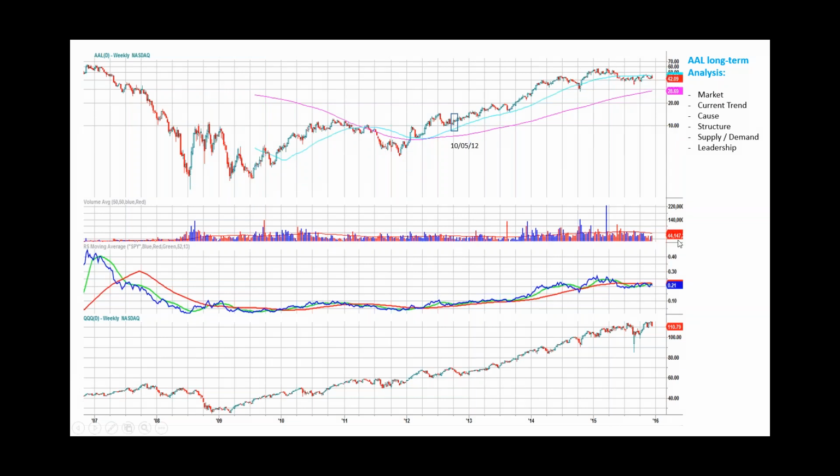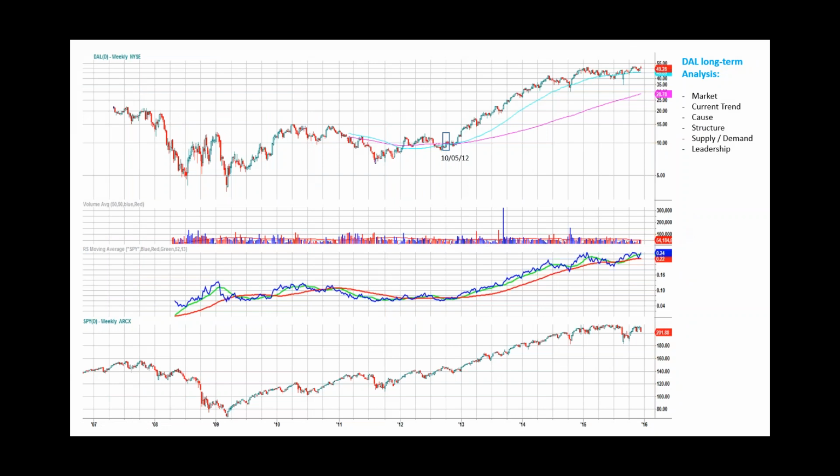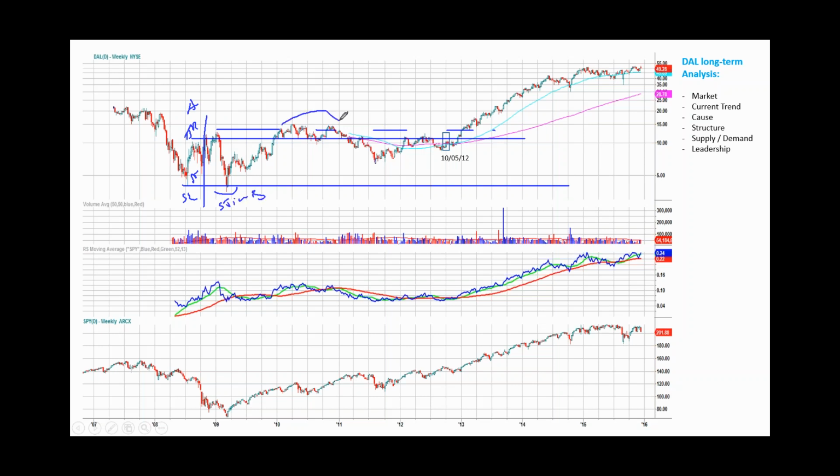Okay, let's look at Delta. Probably somewhat the same in terms of the structure. Yeah, definitely. Right, phase A. Then what is this? Phase B. That's a test in phase B. This, upthrust action in B, okay, in B, and then this. Again, LPS in phase C.